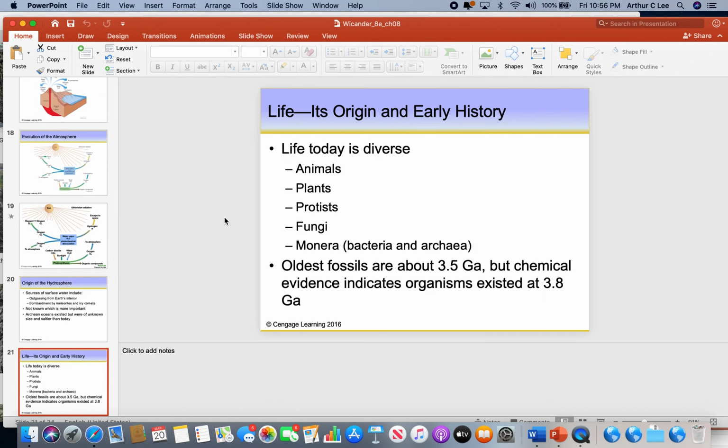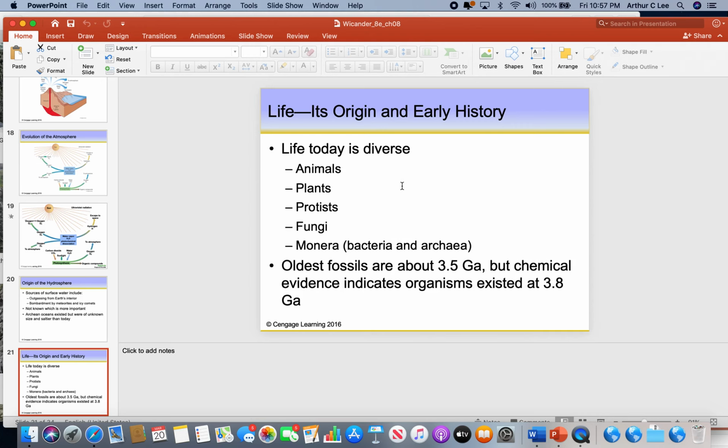Now let's start talking about life. Remember last time we talked about the Linnaean classification scheme for life? We went from domain, kingdom, phylum, class, order, genus, to species. You might also recall that one of the main domains is domain Eukarya.